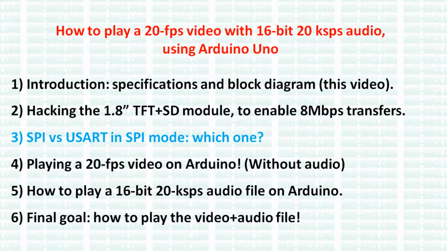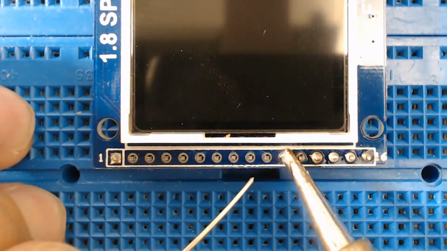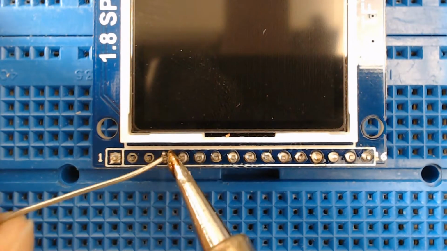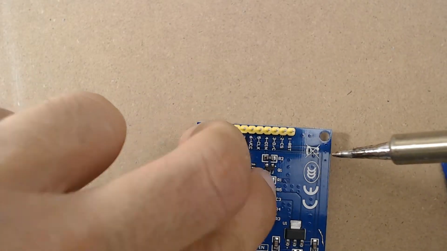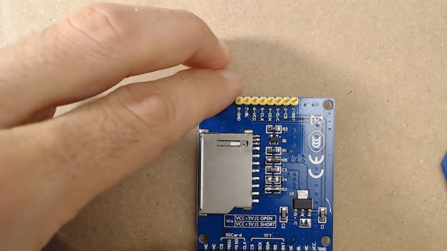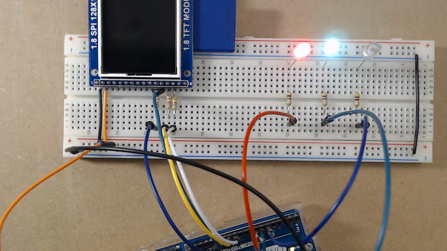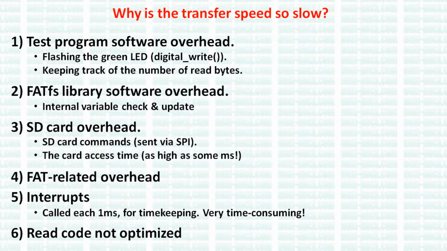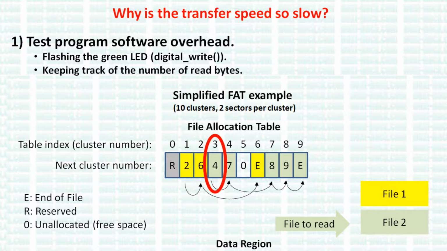Hi there! This video is the third part of the tutorial how to play a video on Arduino Uno. In the previous episode we showed you how to hack this module to enable 8 MHz transfers. In this video we will analyze which connection is better for our purpose, SPI or USART in SPI mode. We will also take a look at other issues which induce performance loss. Let's go for the next hack!